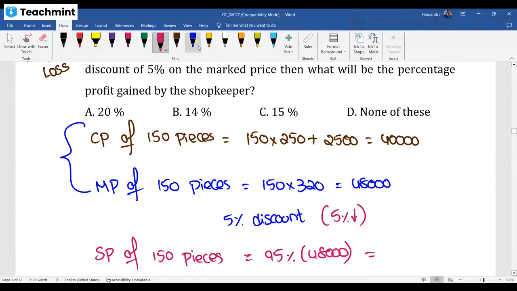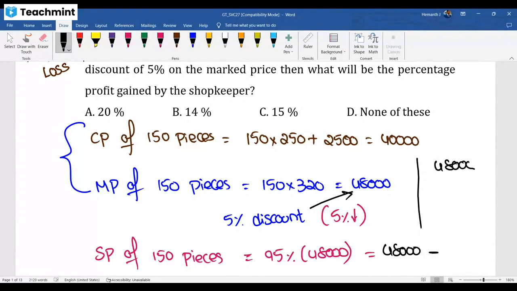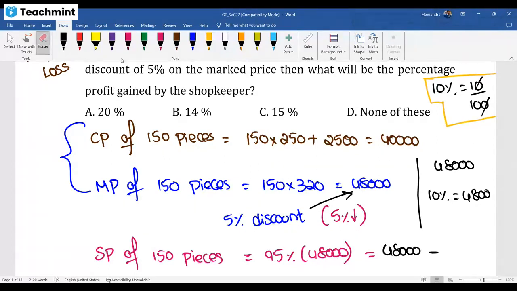Or else, the other way of calculating, as calculators are not allowed in the majority of companies: from 48,000 I have to subtract the discount. I'm calculating 5% of 48,000; they said clearly to calculate discount on marked price. For 48,000, 10% is 4,800. How, sir? 10% means 10 by 100, so for any value, to calculate 10% simply divide by 10. 48,000 divided by 10 is 4,800, that is 10%. 5% is half of this, 2,400. So they gave a discount of 2,400.